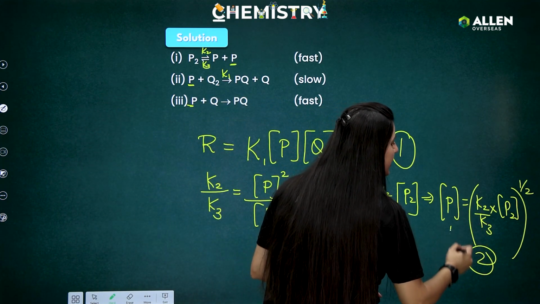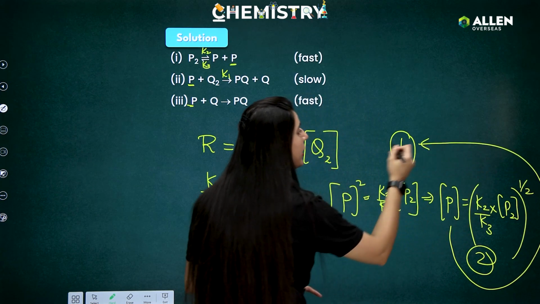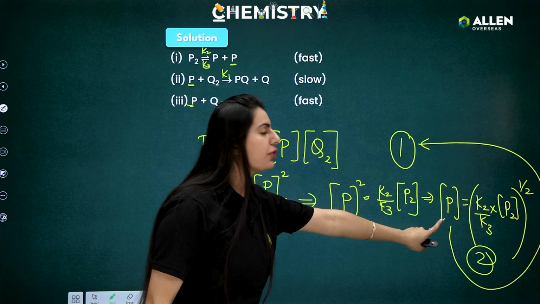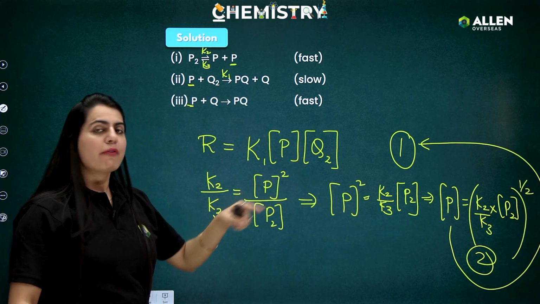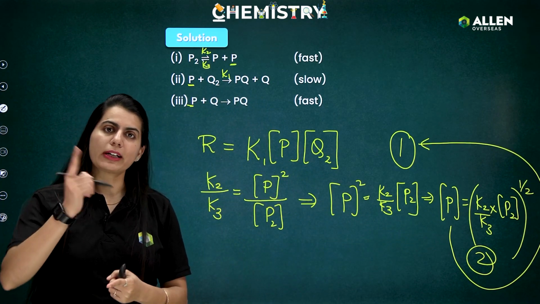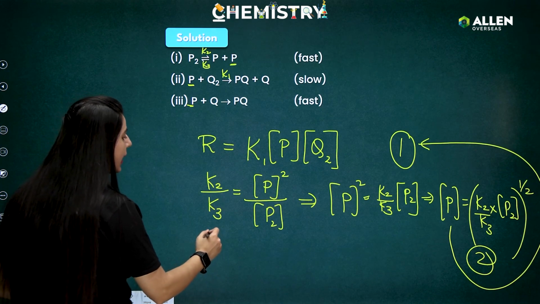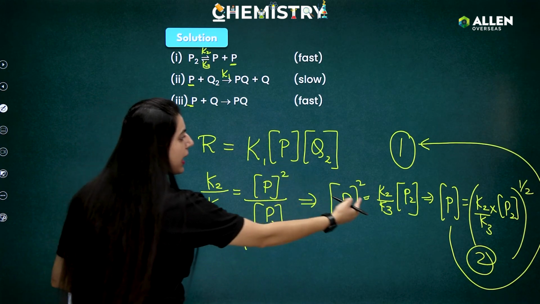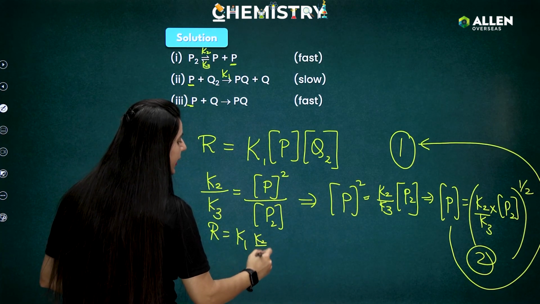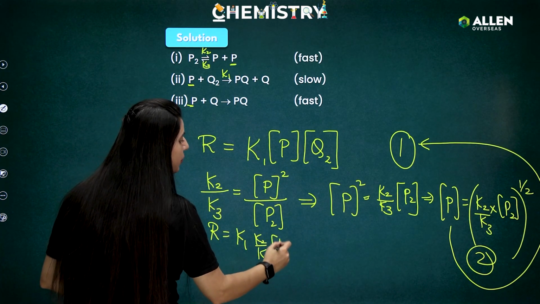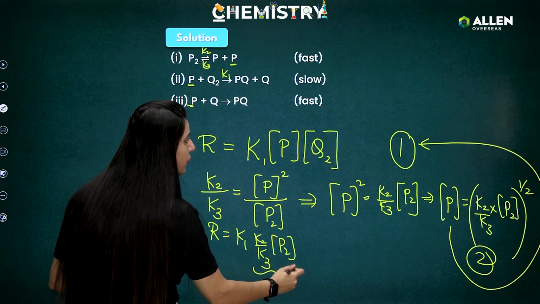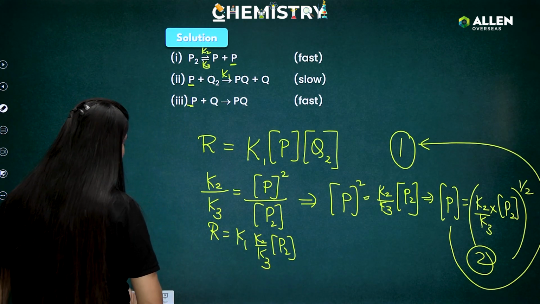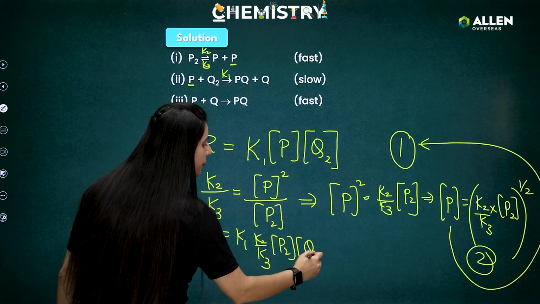And now I'll be putting this value of P in my initial RDS rate law expression. So I'll be substituting this value of P here. When I do this substitution, what I'll be getting? So finally, I can write that rate is coming as K1, and the P value will be square root of K2 by K3 into P2. This is the final value of P I have put, and now into Q2.